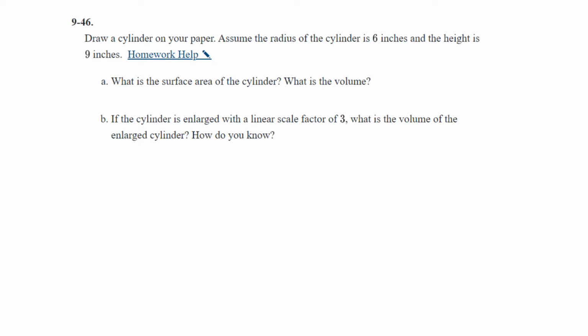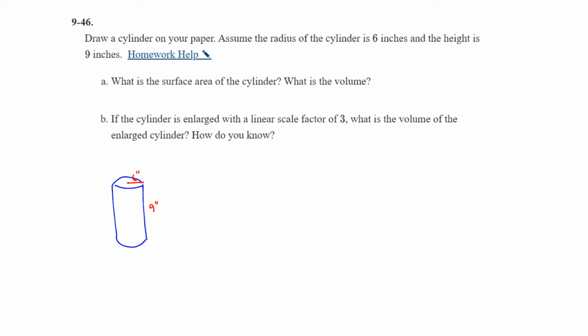Question 46. Draw a cylinder on your paper. Assume the radius of the cylinder is 6 inches and the height is 9 inches. So let's see what we can do here. Alright, there we go. We have the height as 9 inches, and then the radius will be 6 inches. What is the surface area of the cylinder and what is the volume?